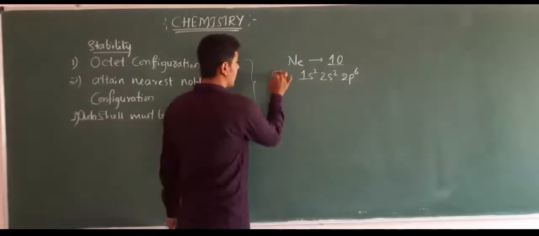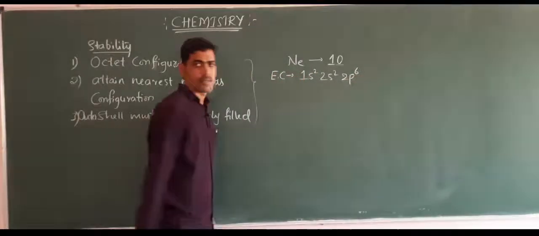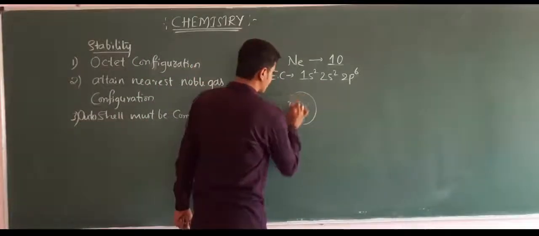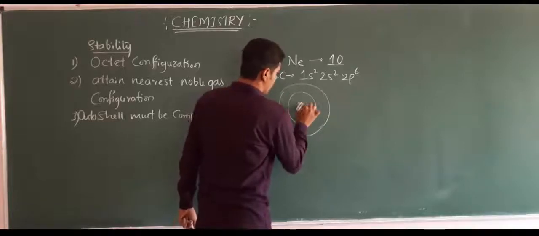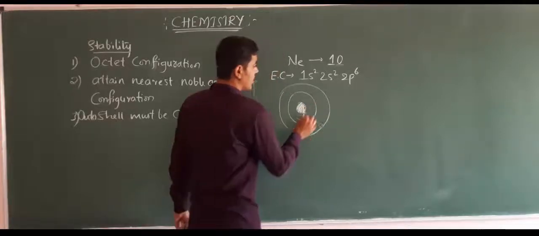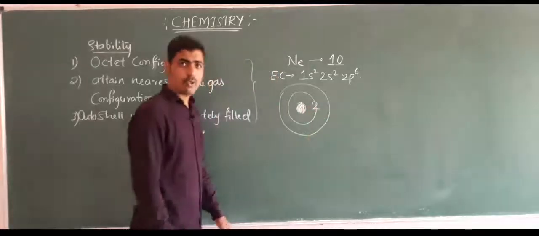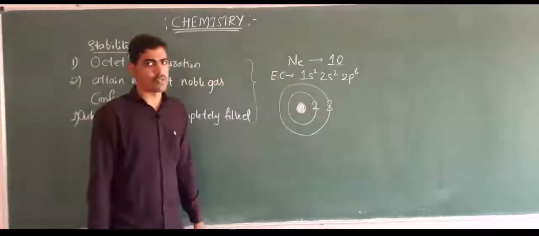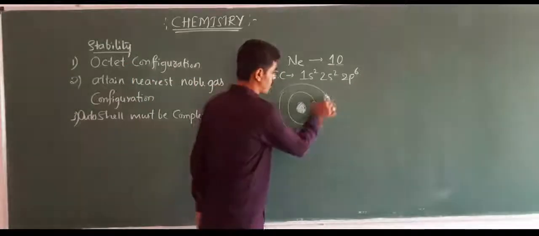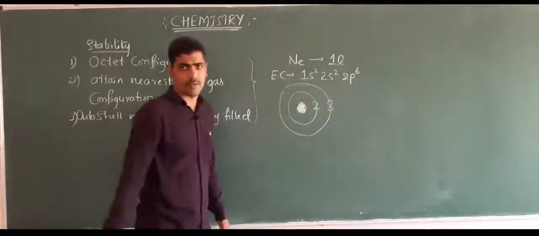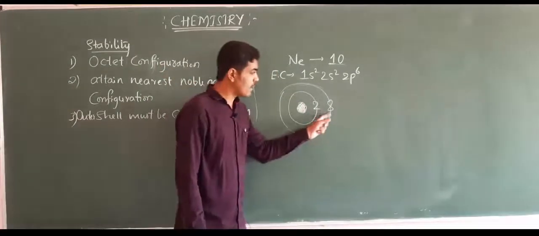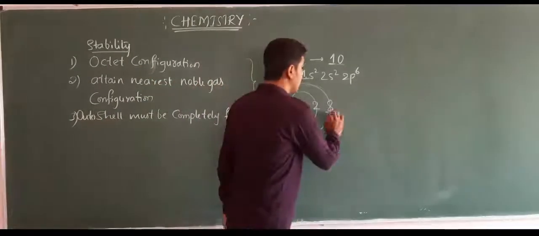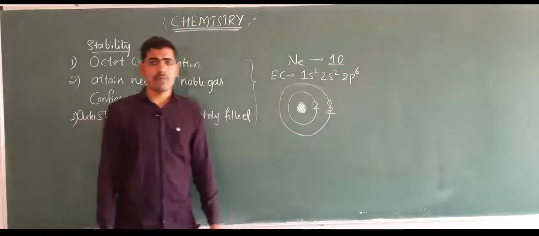This is the electronic configuration of neon. Now structurally we can represent this one by, this is the nucleus. In the first shell there are 2 electrons and in the second shell there are 8 electrons. So as you can observe, in the outermost shell there will be 8 electrons, and hence it is said to be an octet configuration.